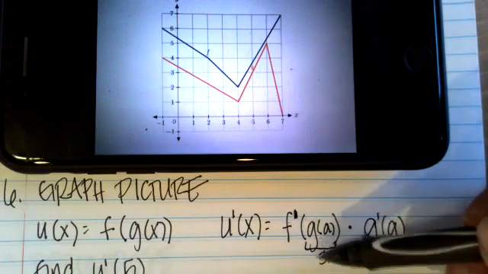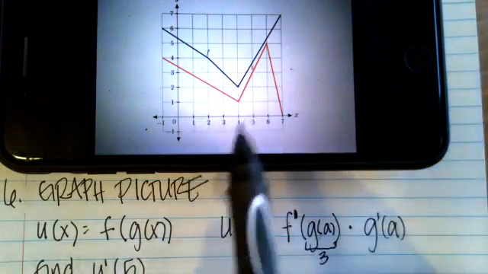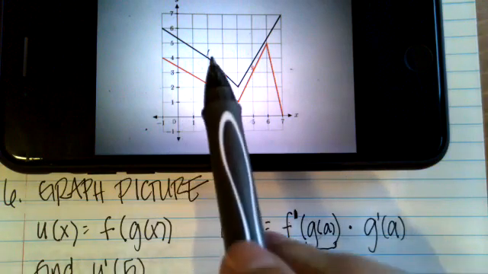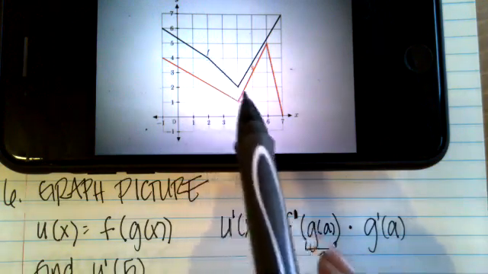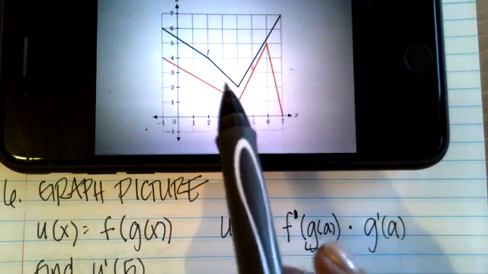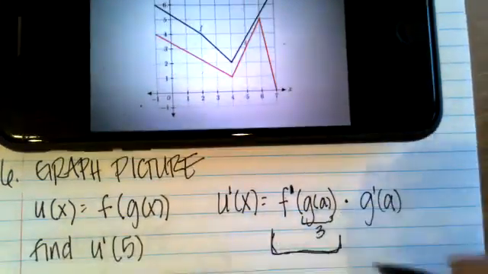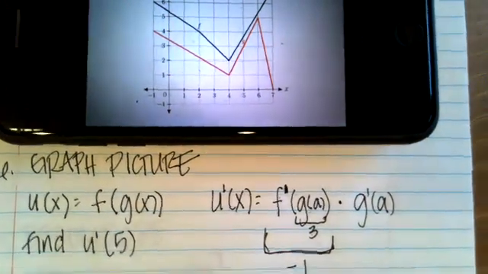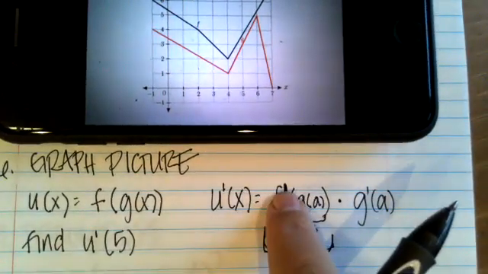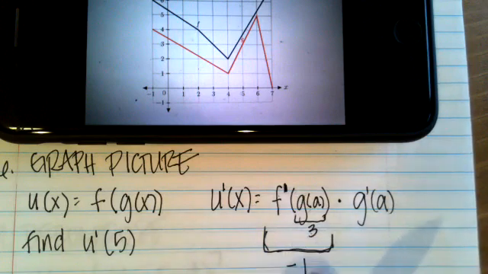What's the slope of the f function at 3? Well, I don't know. Here's 3. Here's the f function. What's the slope right there? Well, it looks like -1 to me. So that means this whole first piece right here would turn into a -1 because that's the slope of the f black line at 3.